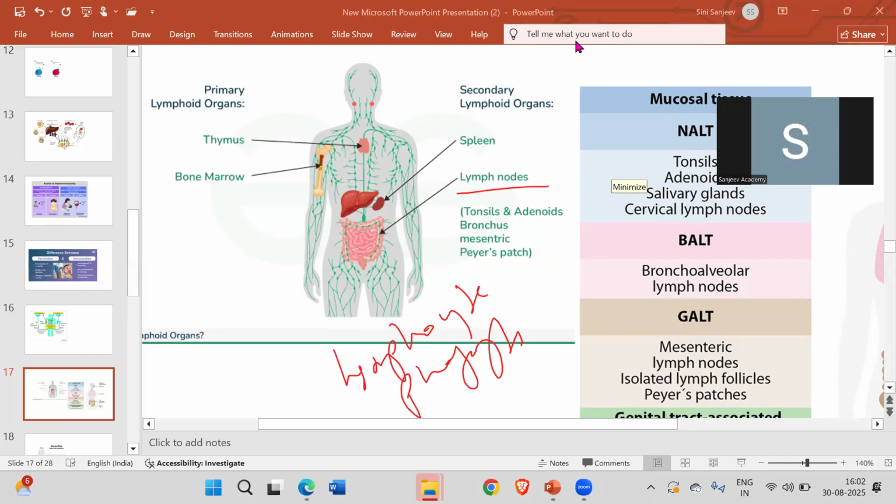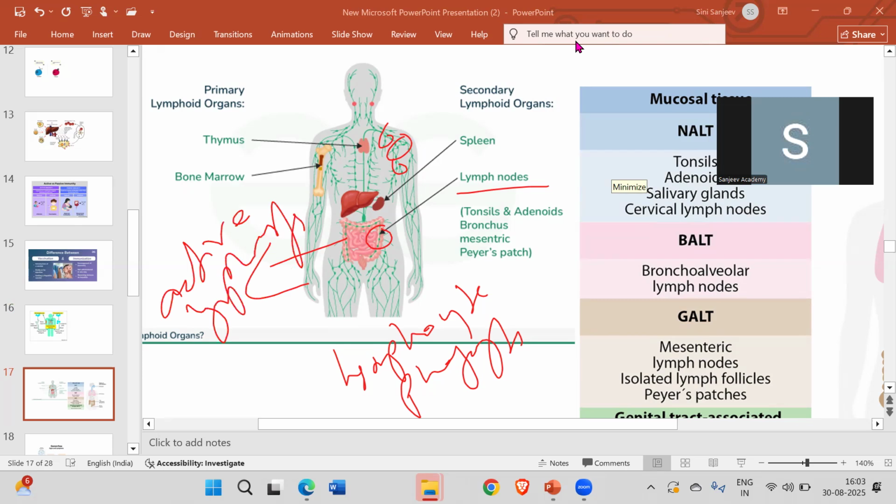Lymph nodes means everywhere throughout your body, you will have small nodular structures. As you can see, these green structures are nodes. These are called the lymphatic system or the lymph nodes. These lymph nodes trap the microorganisms and whatever antigens have invaded your body. And when it traps the microorganisms, it will activate the lymphocytes.